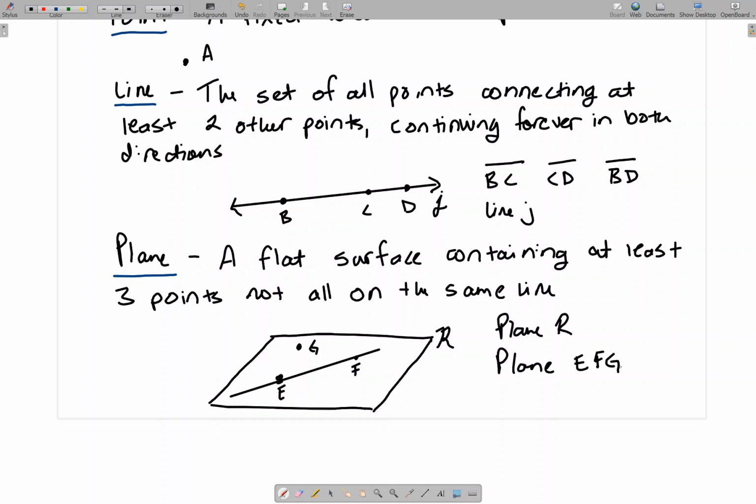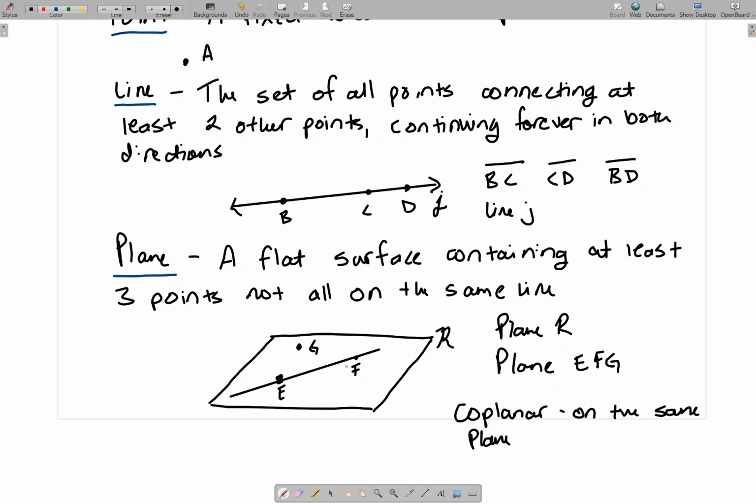There's a few more terms I want to go over, but there's 2 subterms here for both line and plane I want to cover first. So the term coplanar. The term coplanar means on the same plane, so on the same flat surface. So in this example, G, E, and F are 3 coplanar points.